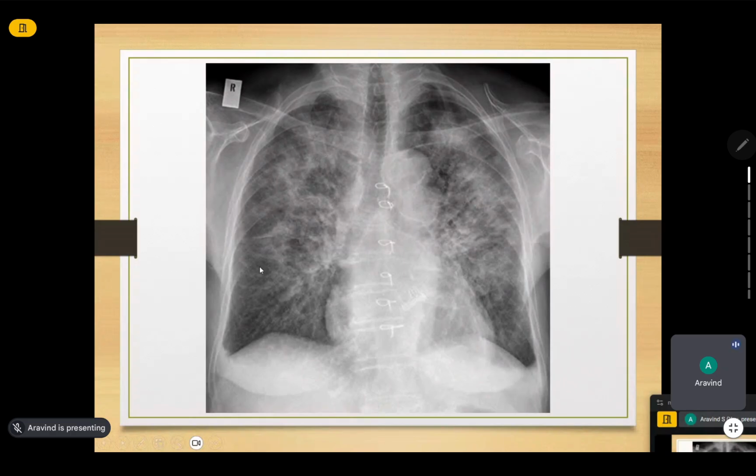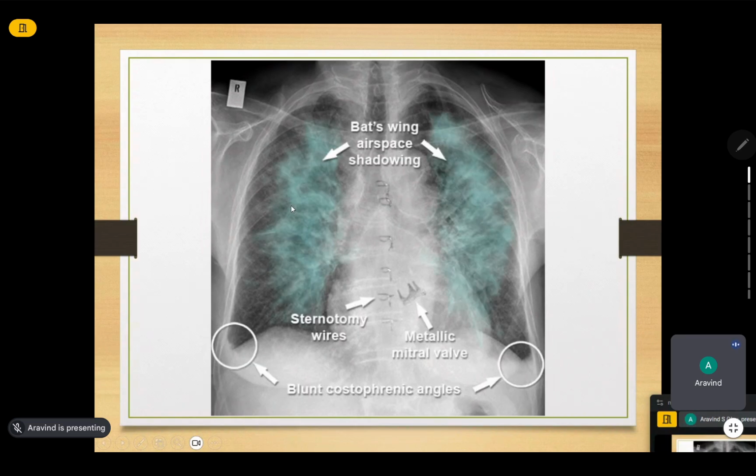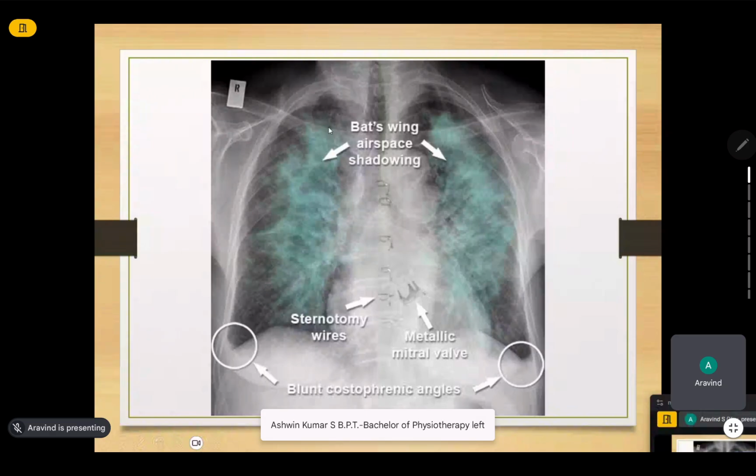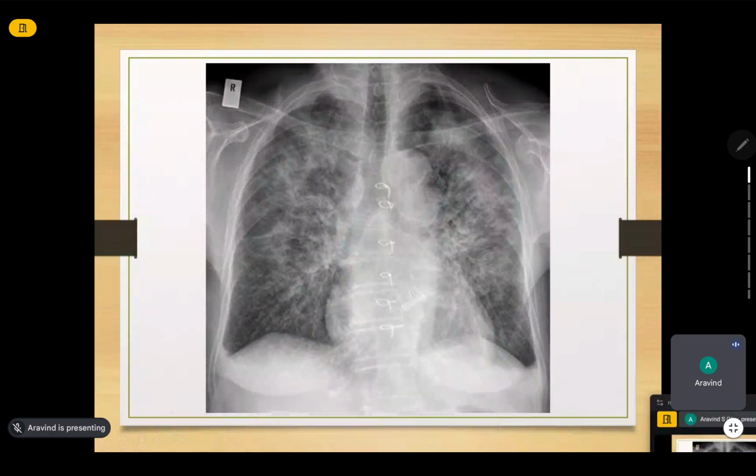And similarly, you can see a bat wing shape opacity here. Also in the next illustration, you can see that there is a bat wing shaped shadowing. You can see the bat wing.